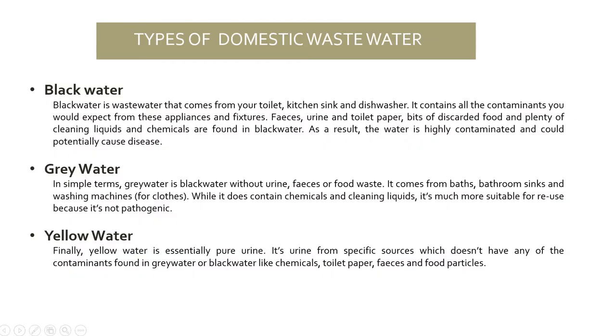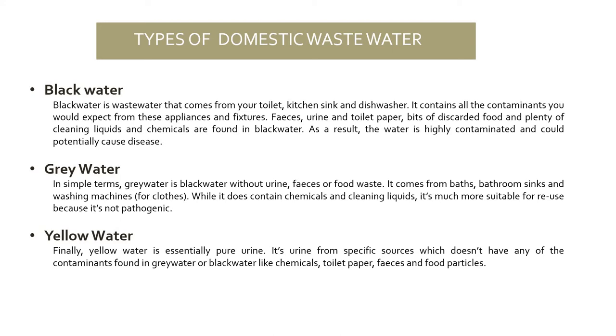Before we start, we have to understand what kinds of wastewater we generate at a domestic level. Basically we have three kinds of water which we generate as sewage: black water, gray water and yellow water. Black water generally consists of all your wastewater coming from your toilets, kitchen and dishwasher. It has all your feces, urine, toilet papers, and whatever is taken by the WC, wash basins and washing machines. That means black water is the most contaminated water.